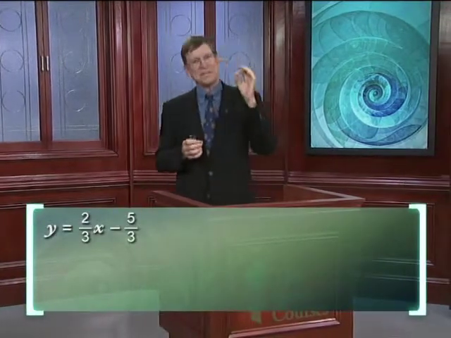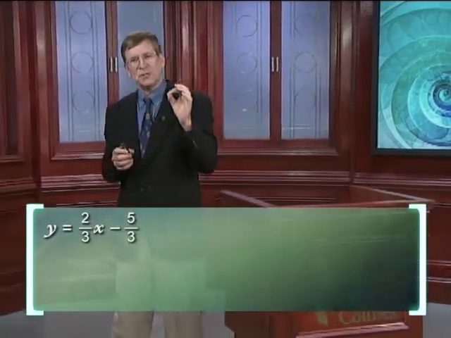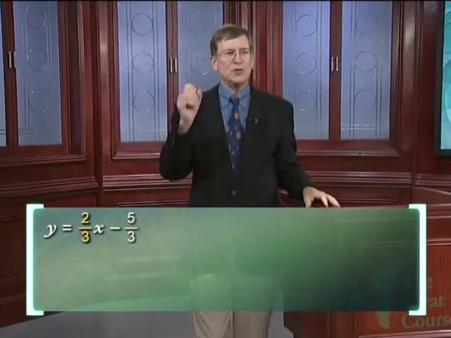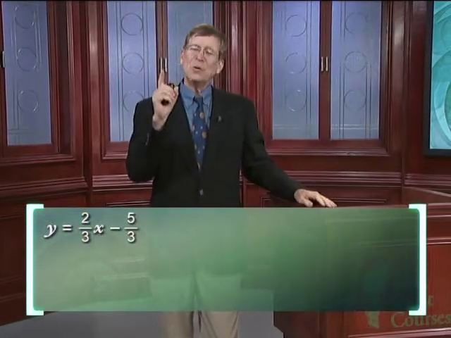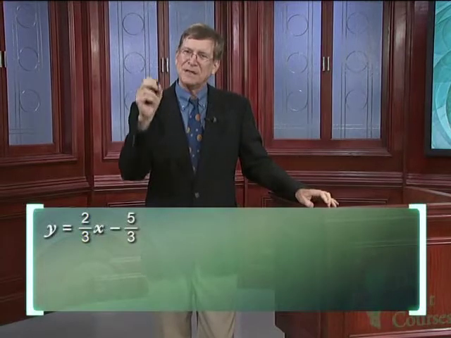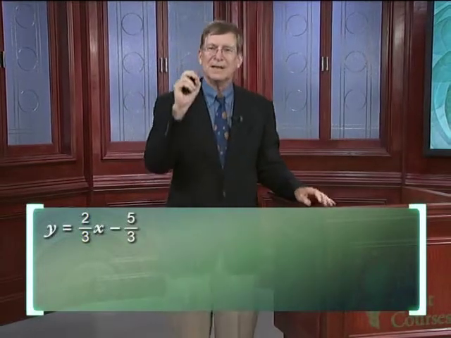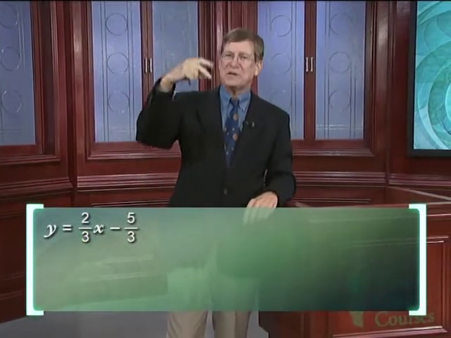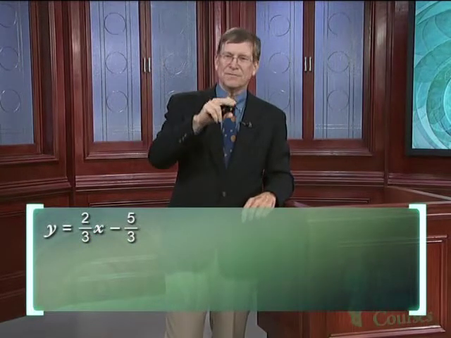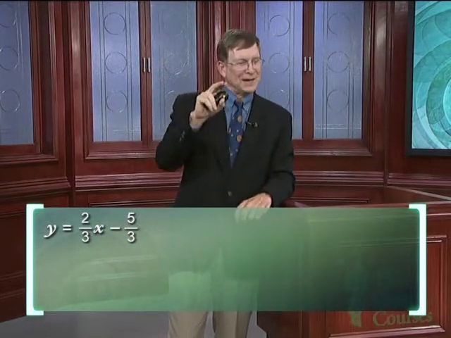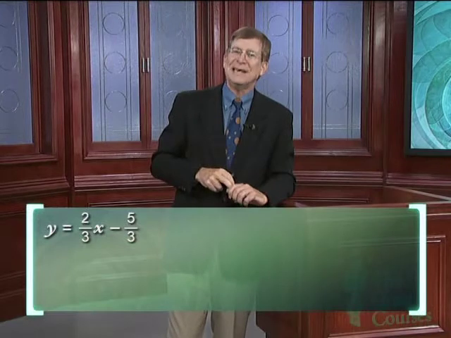The slope of the original line, as we saw earlier, was 2/3. So the slope of the perpendicular line is going to be the negative reciprocal. The reciprocal of 2/3 is 3/2, and then the negative in front. So the perpendicular line has a slope of minus 3/2.